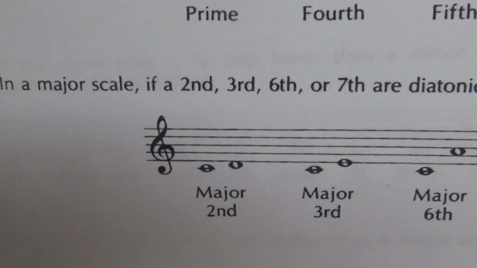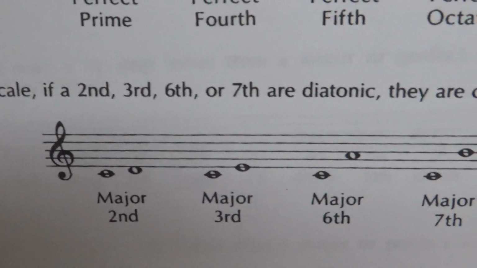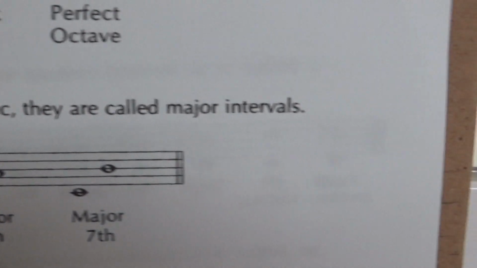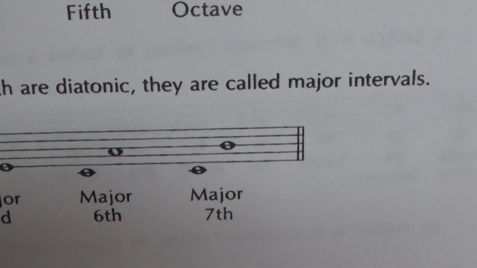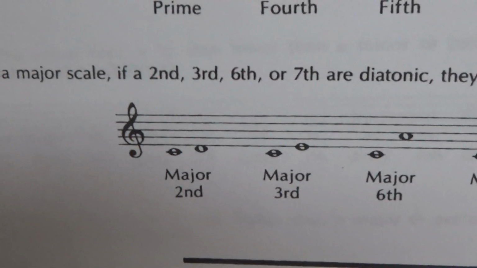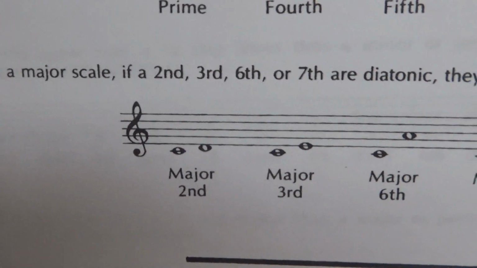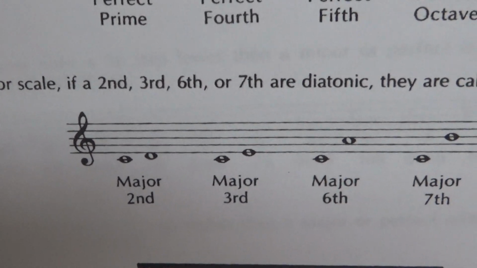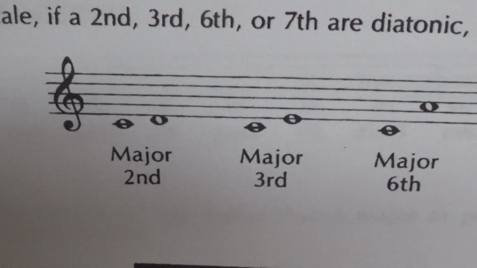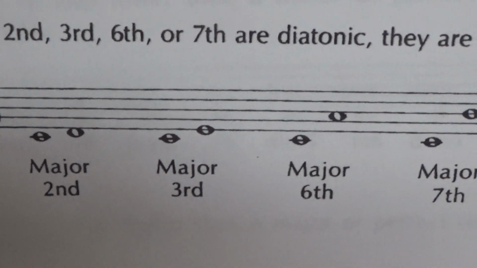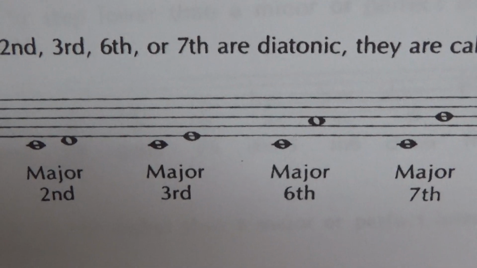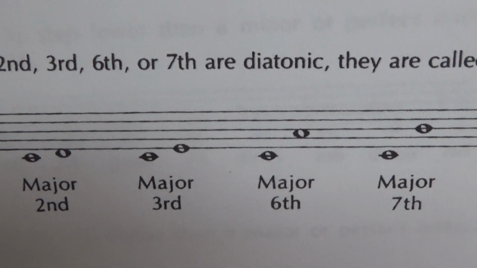In a major scale, if a second, third, sixth, or seventh are diatonic, that means they're in the same scale, and they are called major intervals. The sound of the major scale is the do, re, mi, fa, sol, la, ti, do, right? So we have the major second, the major third, major sixth, and major seventh. These are our diatonic intervals.